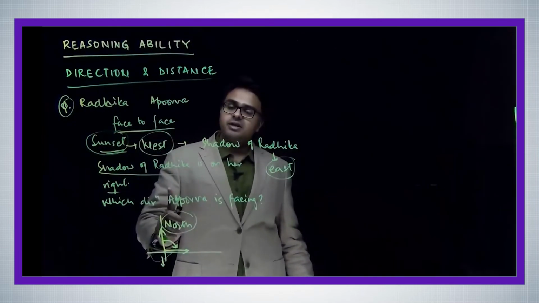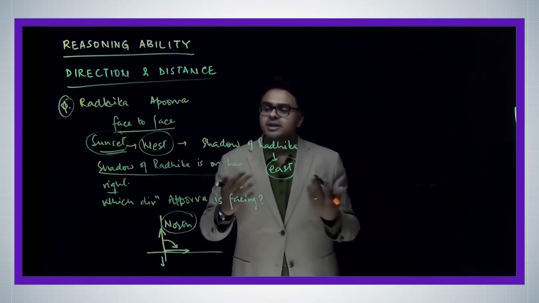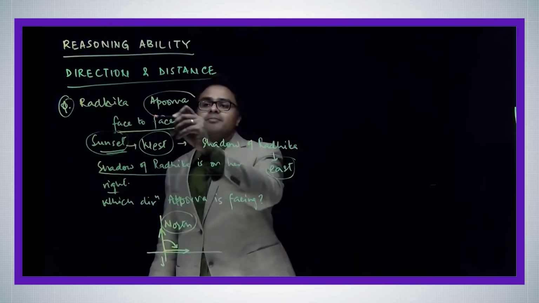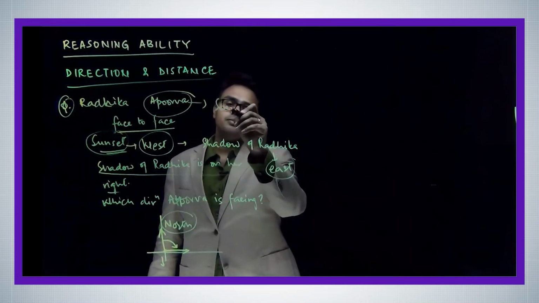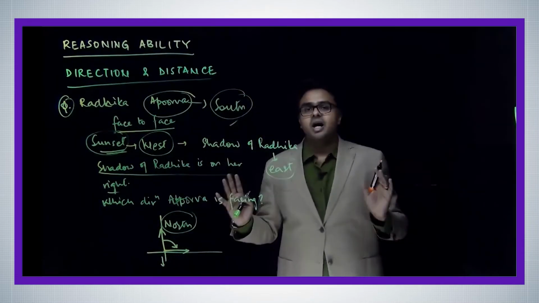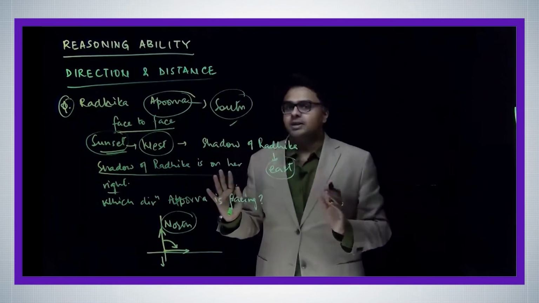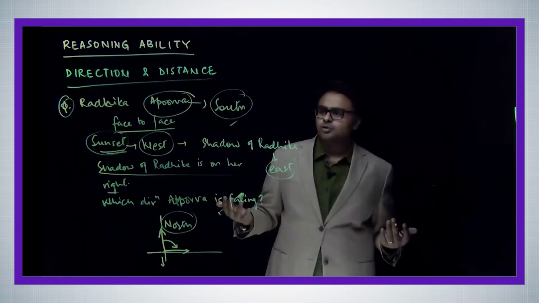If Radhika is facing north, we obviously know Radhika and Apurva are face to face. That means Apurva is facing south. Question solved. This is how easy these questions are, but you just need to apply some mind. So these are the tricky ones. Otherwise, those questions are very simple.